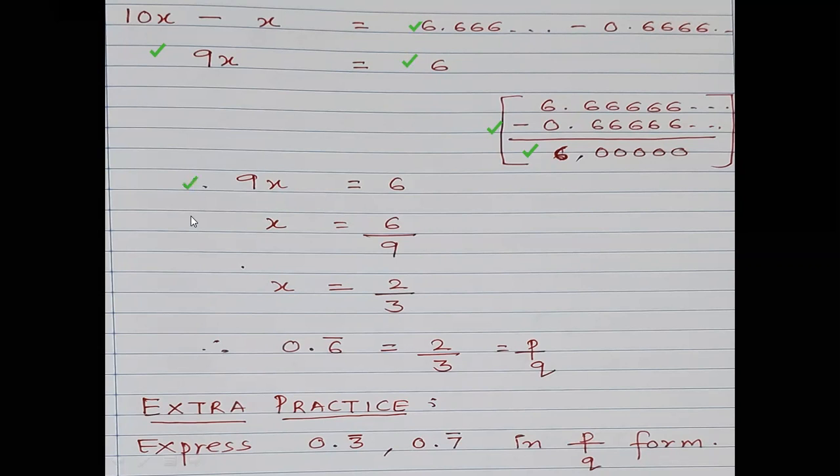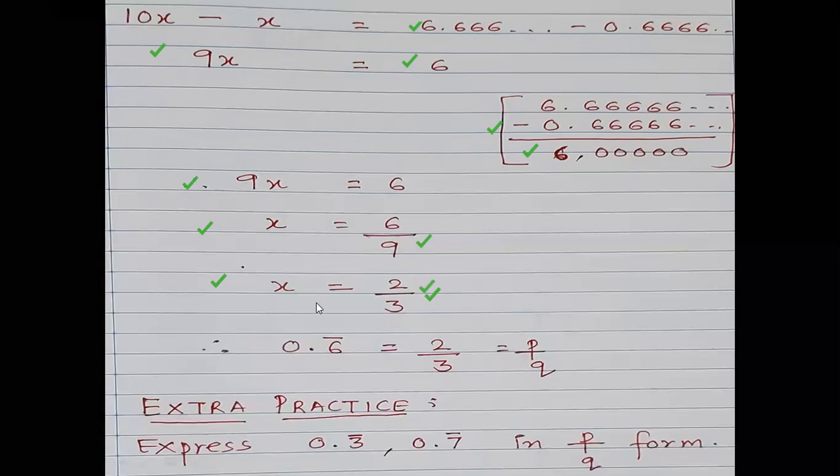9 goes to the other side and I get 6 upon 9. What is left on the left hand side is x. So x is equal to 6 upon 9. This when simplified gives us 2 upon 3. So 2 3s are 6 and 3 3s are 9. So 3 gets cancelled out and the simplified version is 2 upon 3.